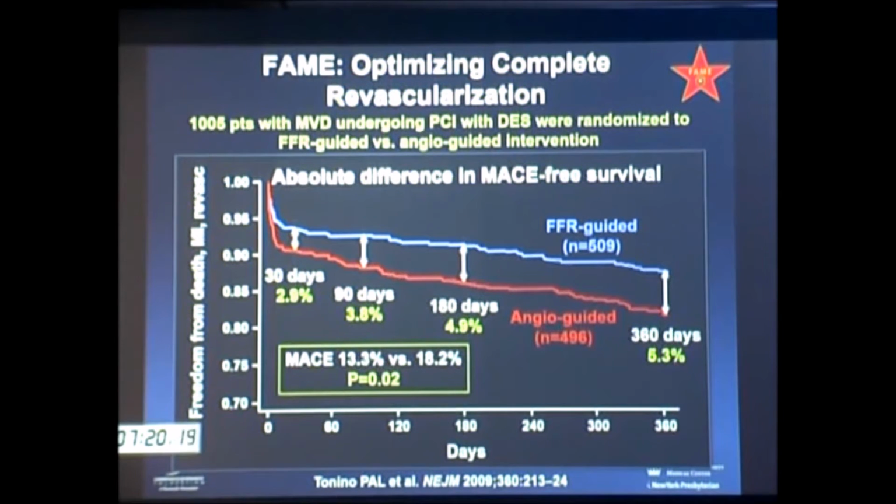We know from that randomized trial that a physiology-guided strategy was superior to that using angiogram alone. Not only could you do less procedures and save resources in terms of stent utilization, but also the adverse outcomes such as death, myocardial infarction, and repeat revascularization were lower by the use of FFR.